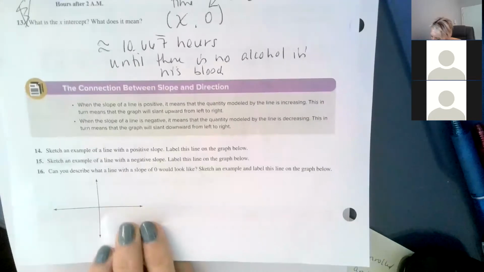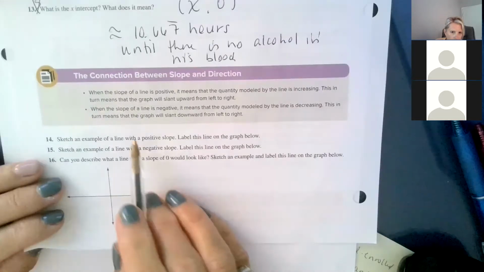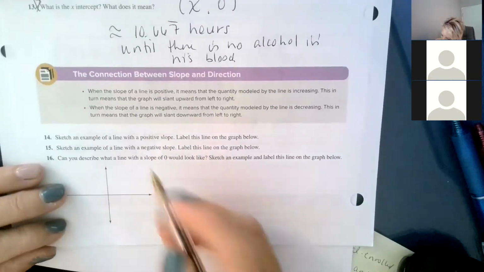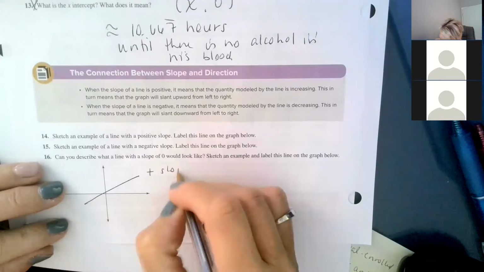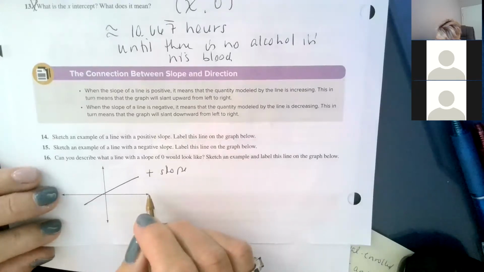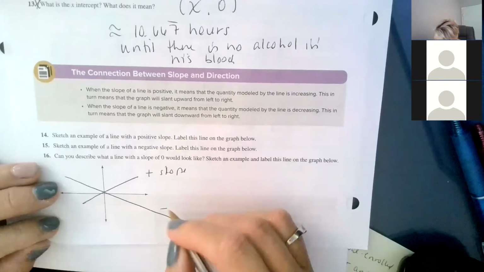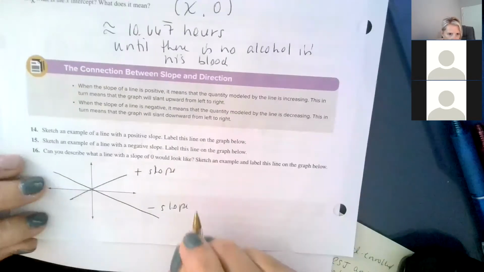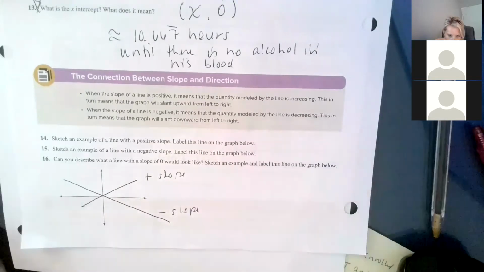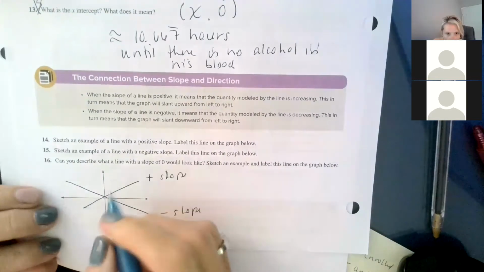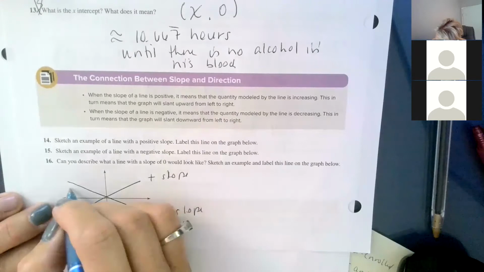Questions 14, 15, and 16 are asking you to sketch an example with a positive slope. So that would be something here, a positive slope, going uphill. And then sketch an example of a line with a negative slope. This would be a negative slope going downhill. And then it says, can you describe what a line with a slope of 0 would look like? A slope of 0 would be like walking across the floor in your room, unless it goes uphill. So it'd be something that just looks like this.